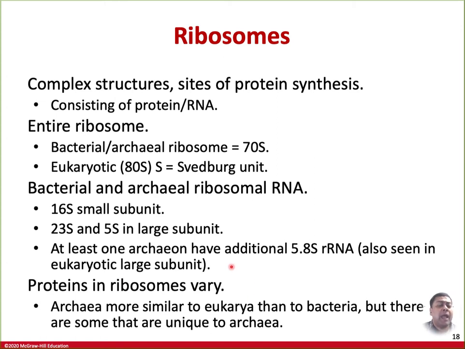Proteins of the ribosome actually can vary as well. So archaea are more similar to eukarya and can contain 30 or 40 more proteins, and they are very unique to the archaea as well. These proteins are associated with the ribosomal RNA to give them two subunit structures.